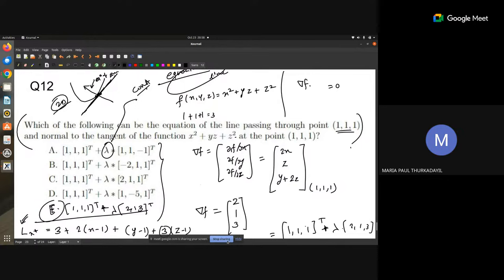Sir, I think it's option B. Yeah, (2, 1, 3) is actually the value of the gradient, right? The value which we get for the gradient is (1, 1, 1). So it should be perpendicular to that. So (-2, 1, 1), the second option, is perpendicular to that. I think B is the answer.